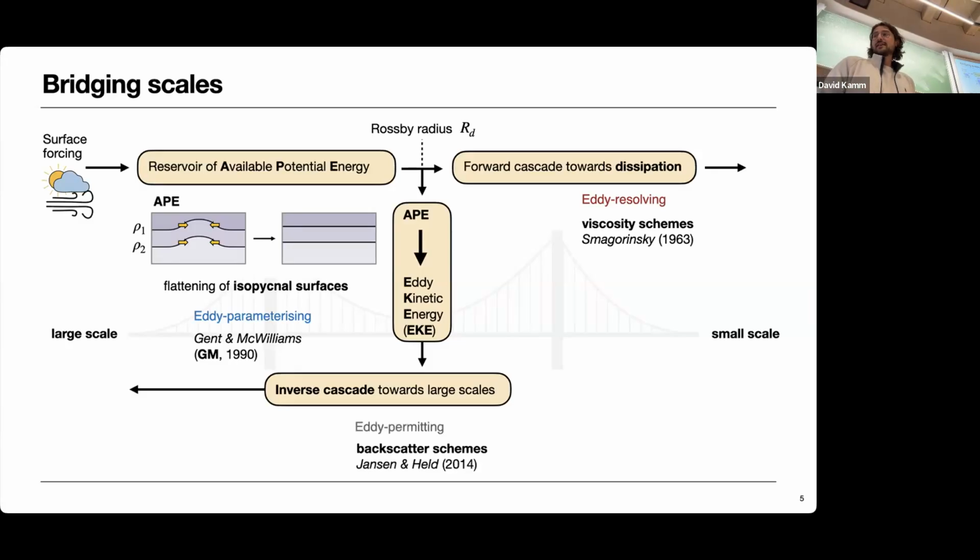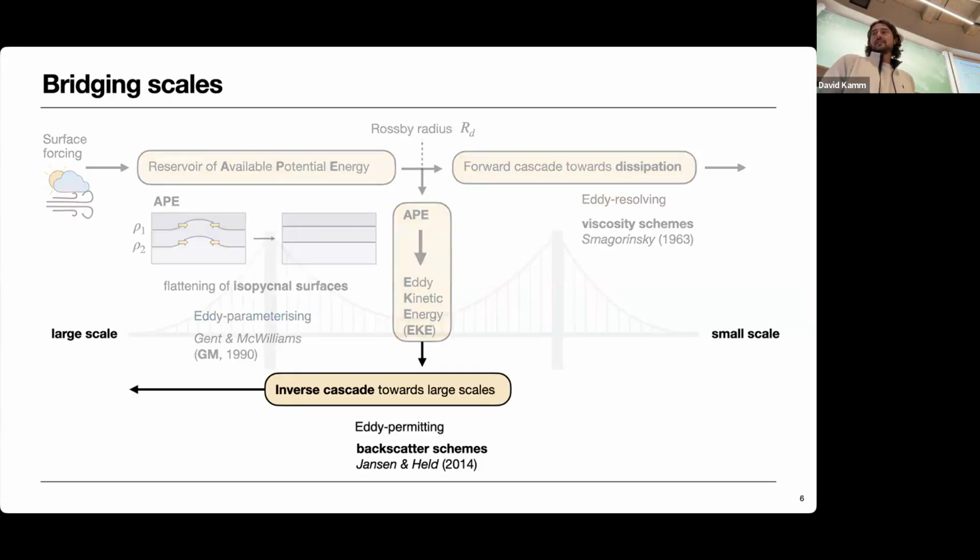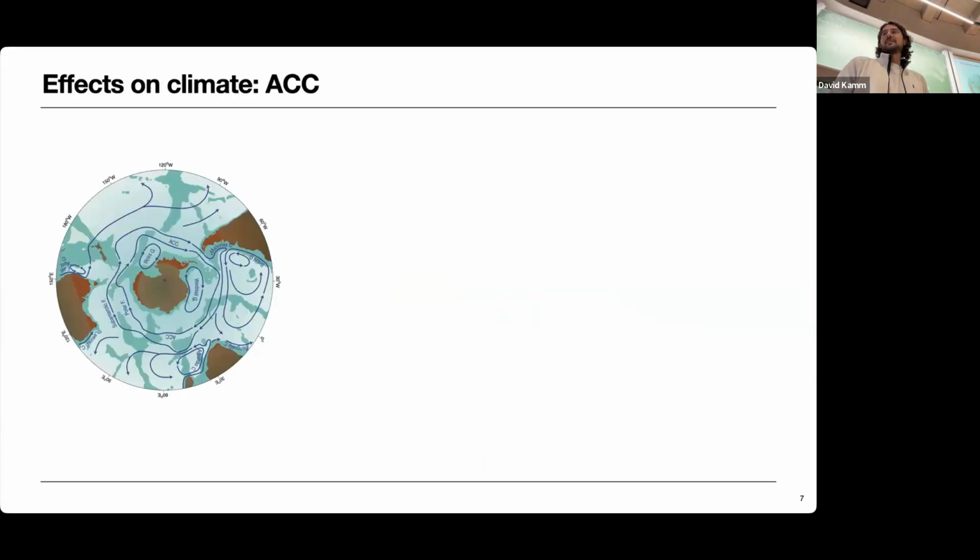And for this inverse cascade, we have backscatter schemes. So for example, the one by Jansen and Held, introduced in 2014, which are responsible for this upscale transfer of kinetic energy. And again, this is what we're going to focus on today. But now, so this was kind of a needed introduction to what we're after with the parameterizations. But now I want to make it a bit more clear what could be one effect for the climate system.